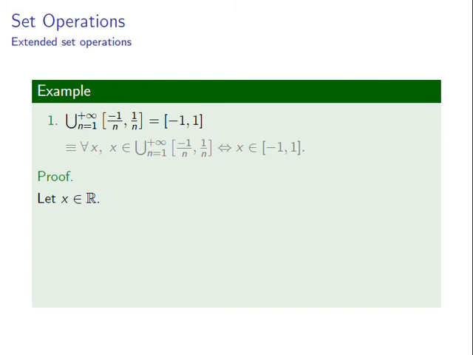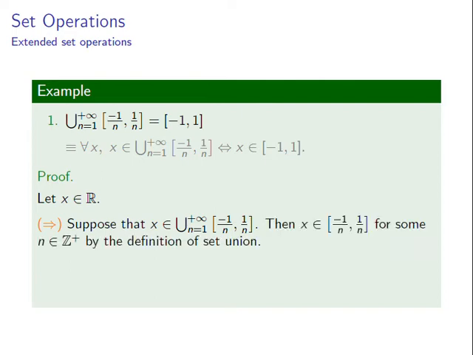To prove this, let x be an arbitrary real number. For the forward implication, assume that x is an element of the union of all closed intervals from minus 1 over n to 1 over n from 1 to positive infinity. Then, by the definition of extended set union, x is an element of the closed interval from minus 1 over n to 1 over n for some positive integer n. That is, x is greater than or equal to negative 1 over n and is less than or equal to 1 over n.